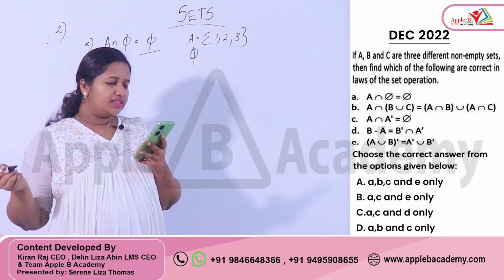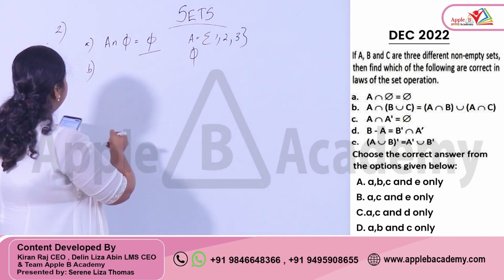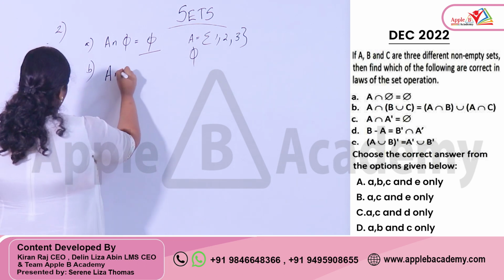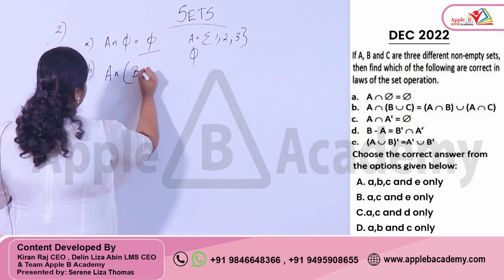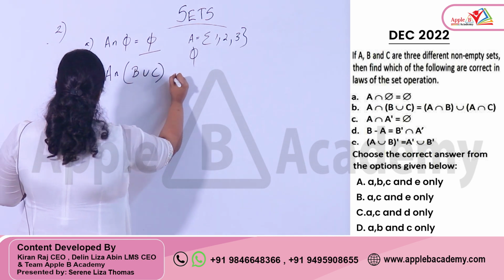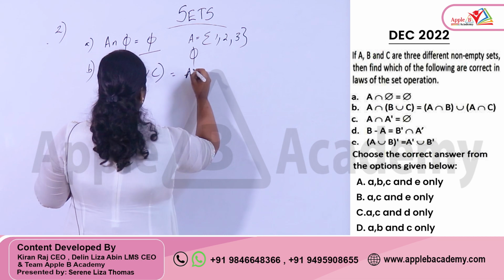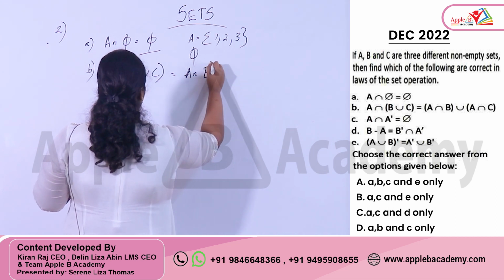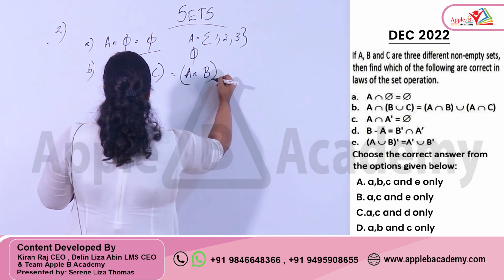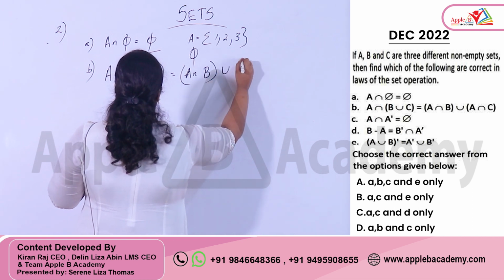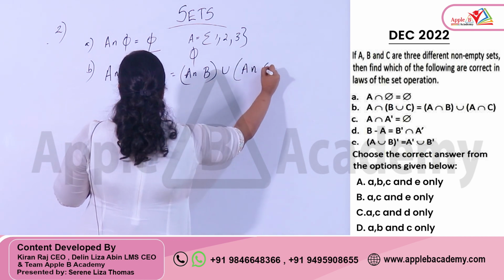Then next one is A intersection (B union C) is equal to (A intersection B) union (A intersection C).